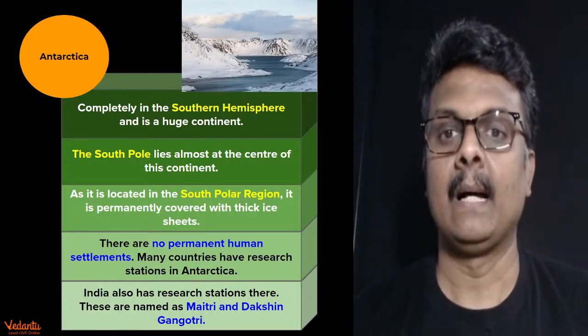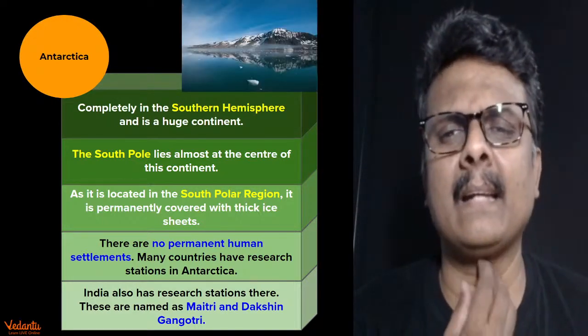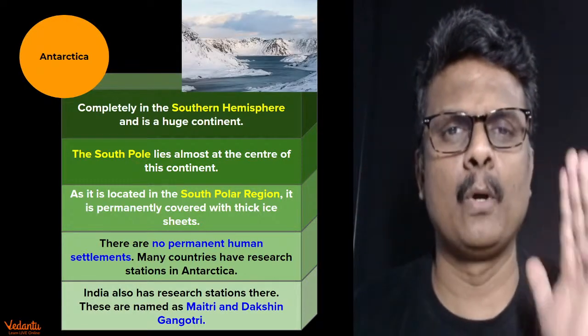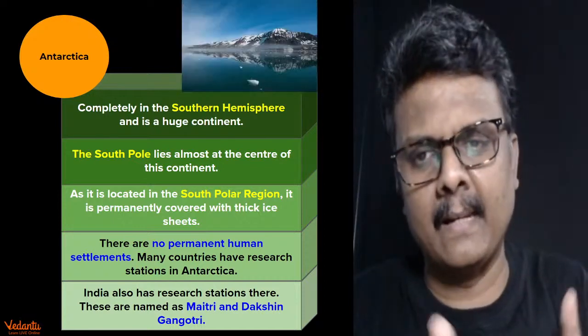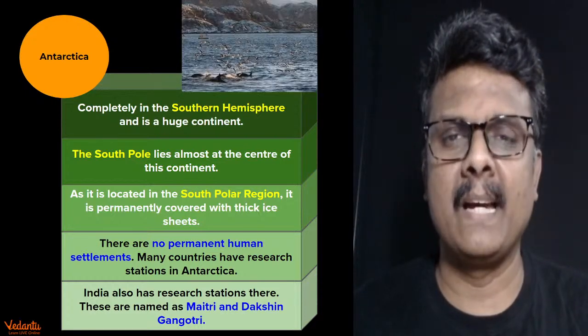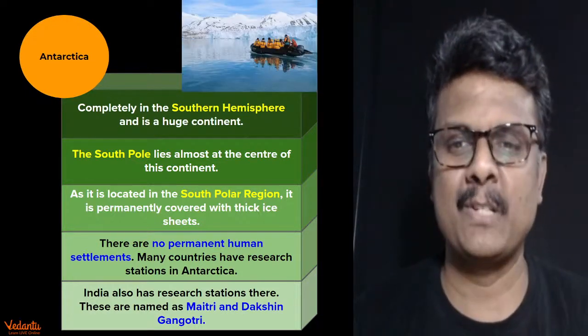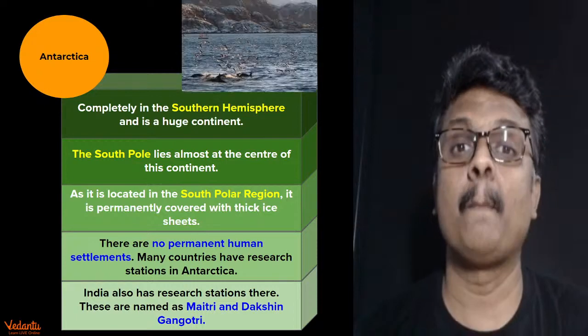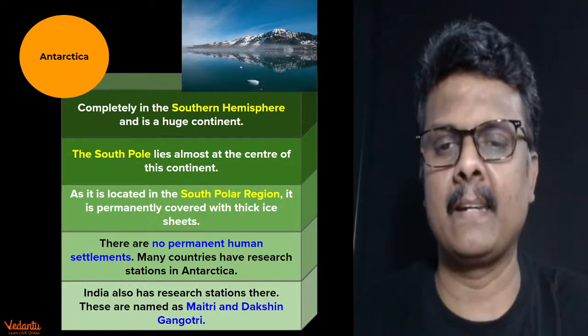Cool. Antarctica. So we know that Antarctica runs through a pole. The South Pole is almost in the center of Antarctica. That's why it is not even a place, guys. It's a complete mass of ice. That's how I would put it. It is a complete mass of ice sheets, Antarctica.